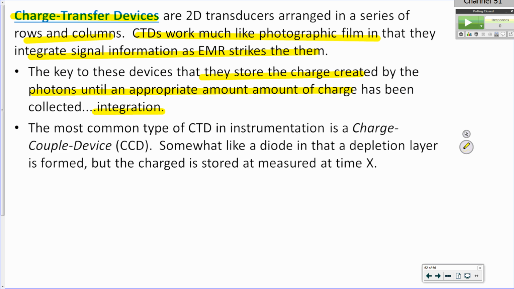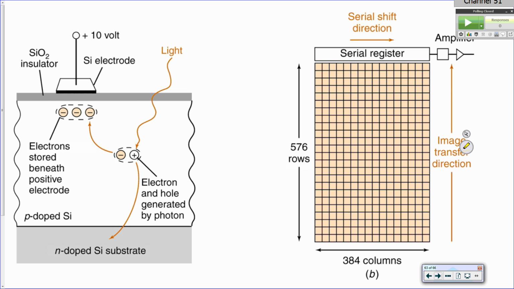The most common of these is the one that's in your cell phone, a CCD, charge coupled device, and there's a very similar one. The book uses the terminology charge injection device. They all work the same way. There's minor differences in these things. They have like a diode, a photodepletion layer where it creates charge. But what they do now is they store the charge and they measure it at time X. So these are pretty simple cartoons of what's going on, but you get the idea.